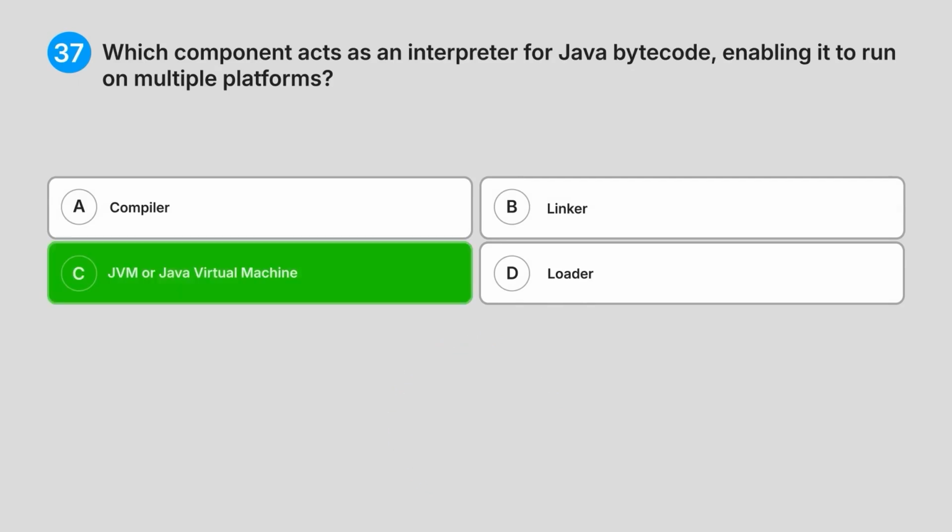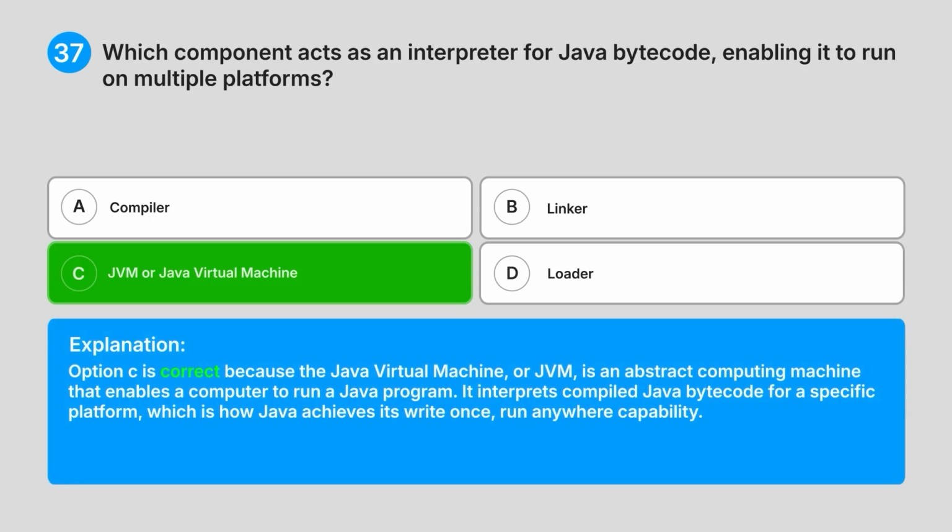Correct answer, C. JVM or Java Virtual Machine. Explanation. Option C is correct because the Java Virtual Machine, or JVM, is an abstract computing machine that enables a computer to run a Java program. It interprets compiled Java bytecode for a specific platform, which is how Java achieves its write once, run anywhere capability.